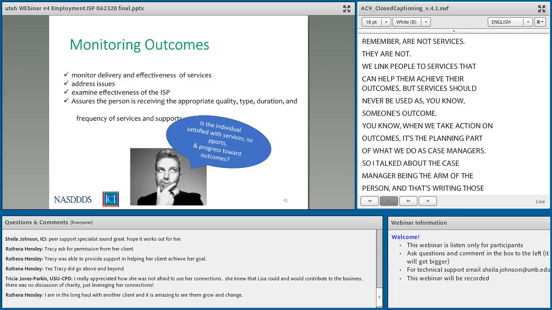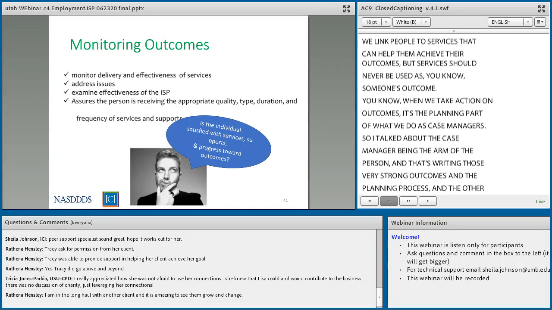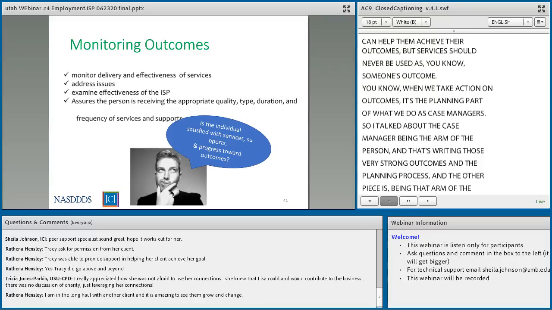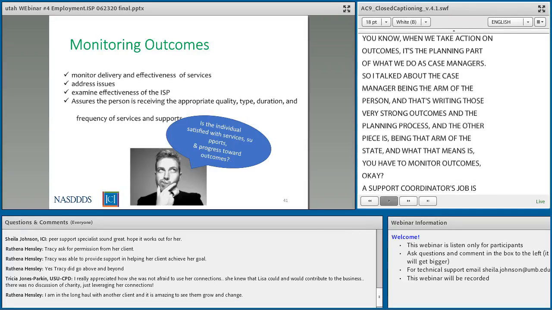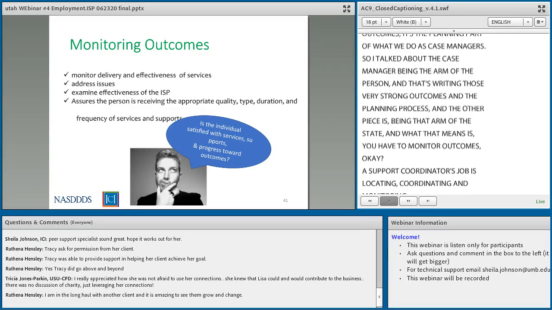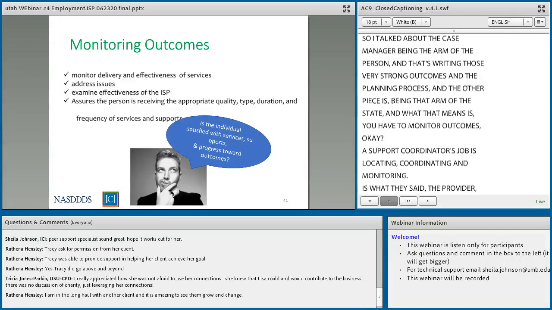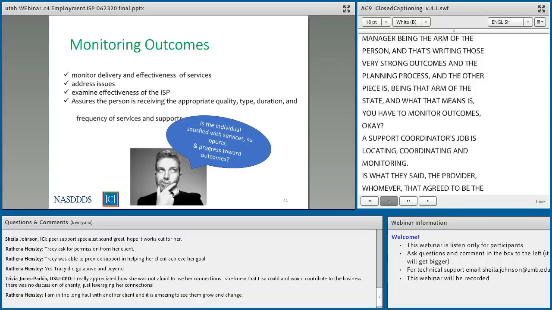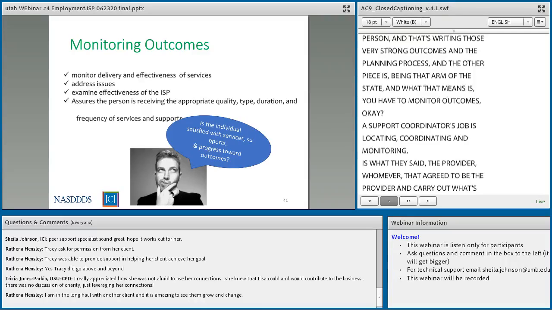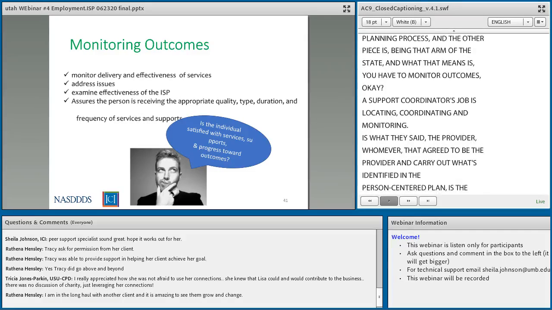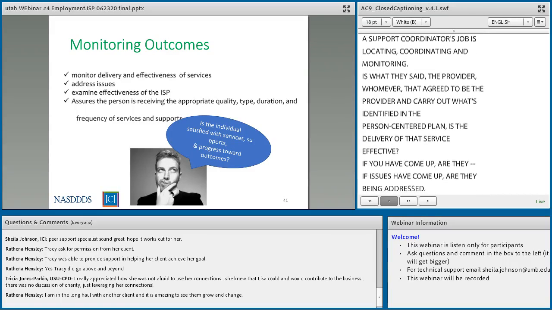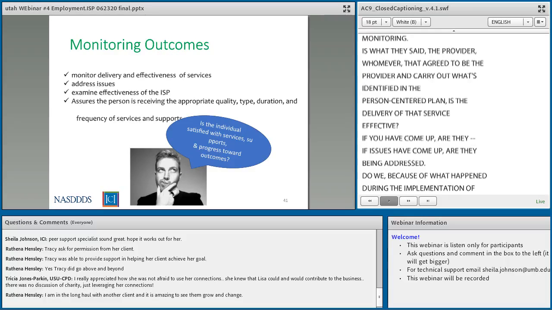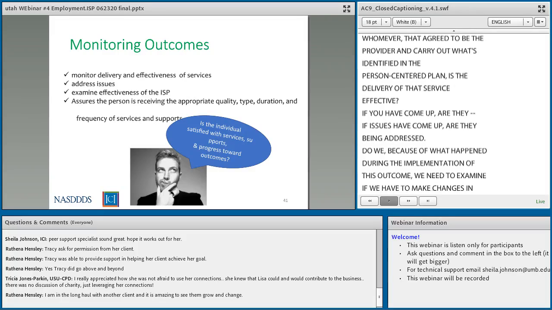And the other piece is being that arm of the state. What that means is you have to monitor outcomes. A support coordinator's job is locating, coordinating, and monitoring. Is the provider, or whomever was agreed to be the provider, doing what they said and carrying out what's identified in the person-centered plan? Is the delivery of that service effective? If issues have come up, are they being addressed? Because of what happened during the implementation of this outcome, do we need to examine whether we have to make changes in the ISP? That could happen. Assure the person is receiving the appropriate quality, type, and duration.